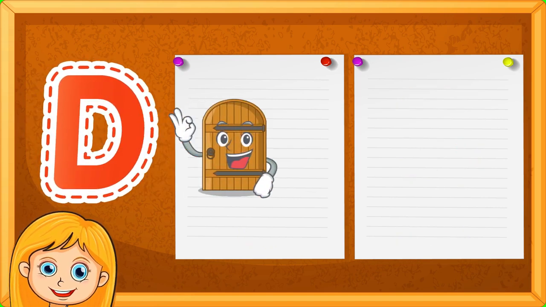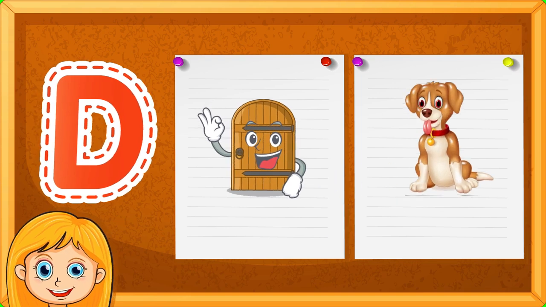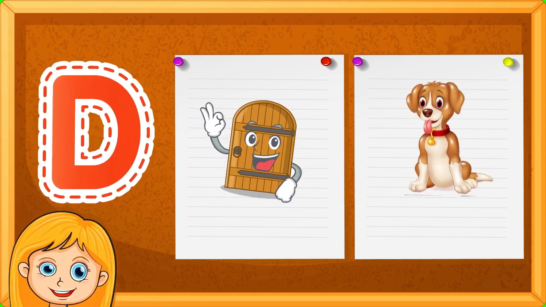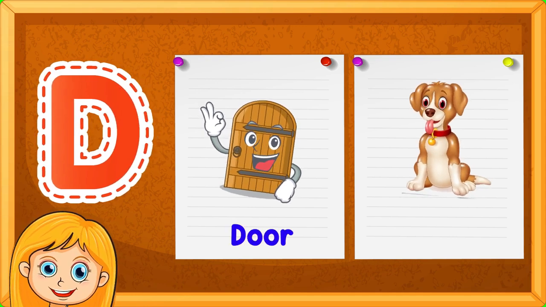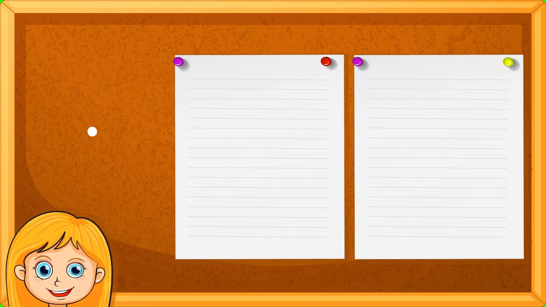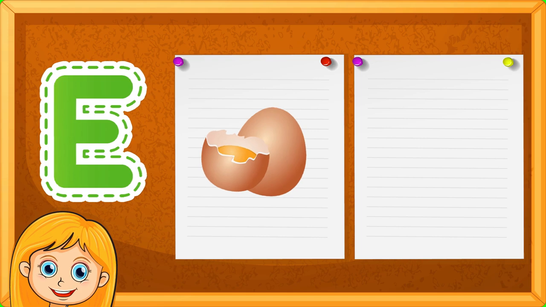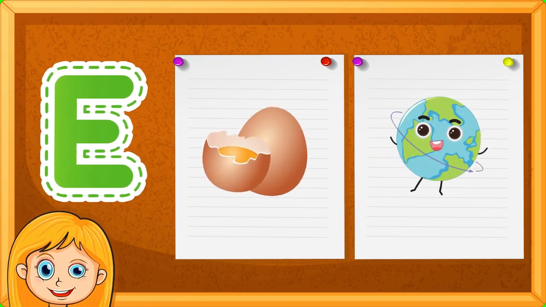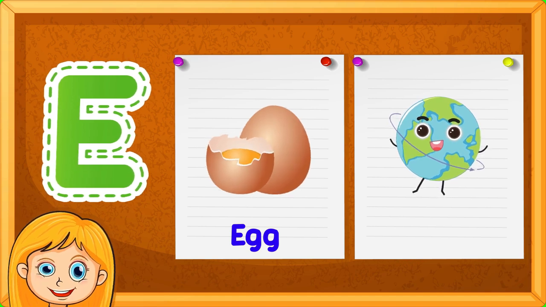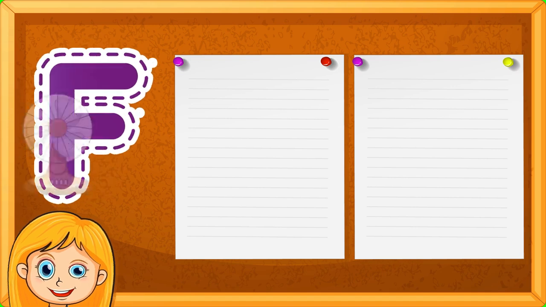D is for door. D is for dog. E is for eggs. E is for earth. F is for fan.